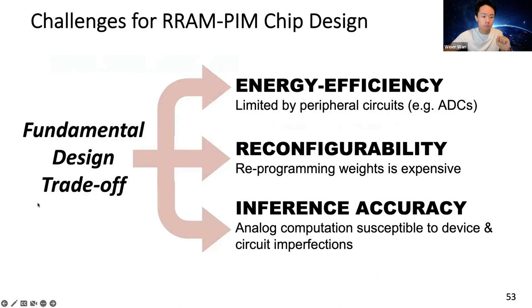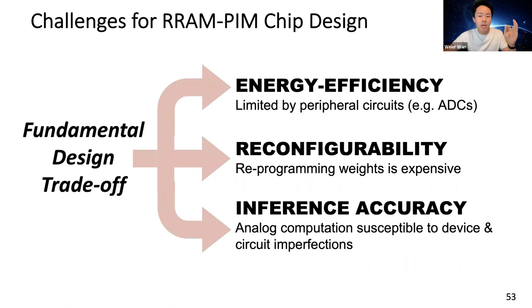With the NeuRRAM chip, we try to simultaneously improve all three important aspects of a PIM chip: the efficiency, the reconfigurability, and the accuracy. And importantly, as Kaiyuan also mentioned previously, these three aspects of design are not independent of each other. Many times the improvement of one aspect comes at the cost of the other two, right?